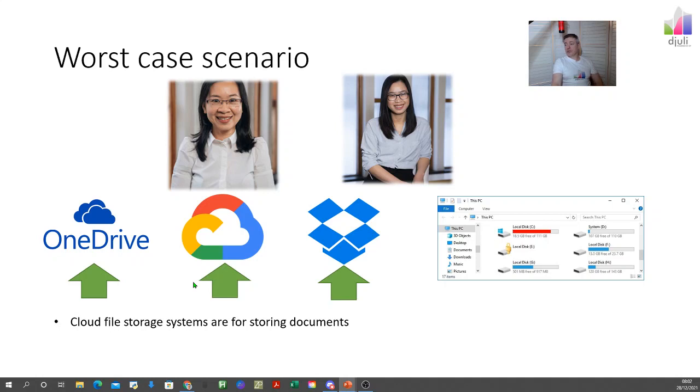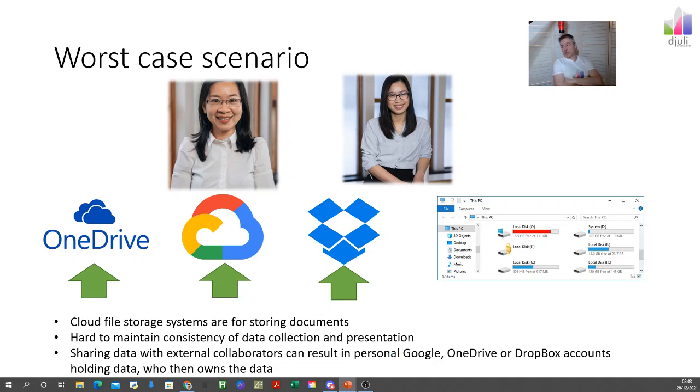Now, one of the concerns about this is that cloud file storage systems are really intended for storing documents, Word documents, Excel documents, PowerPoint. They're not structured to contain experimental data, so they're not really fit for purpose. It is hard to maintain consistency of data collection and data presentation across these different systems, and in sharing data with external collaborators. So, for example, if one company's on G Drive and another company's on Dropbox, and the one company invites the other to share its data, you can have a scenario where people are using their personal Dropboxes or their personal G Drives to look at another company's data, at which point the data is getting into those personal accounts, and you've really lost custodianship of the data. And then it leaves you with the question, who owns the data?